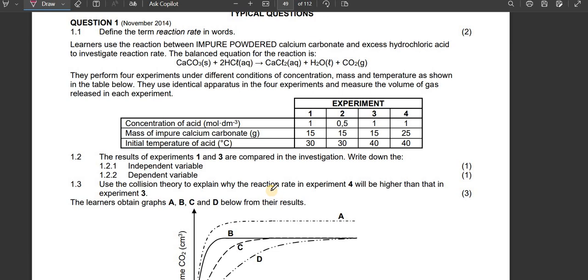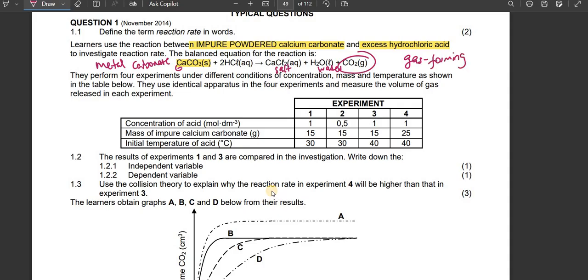This is because I just wanted you to be confident in terms of reaction rates. In fact, the moment you see the question, you must already know what we are talking about. In this question, they said learners use the reaction between impure powdered calcium carbonate and excess hydrochloric acid. This is calcium carbonate. You are talking about a metal carbonate. What are we forming there? We are forming the salt, you are forming water, and you are forming what? CO2. Which means this is what type of reaction? It's a gas forming reaction.